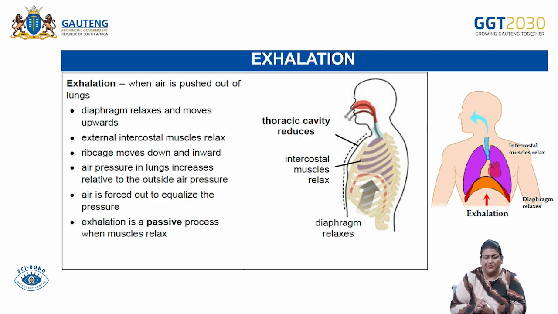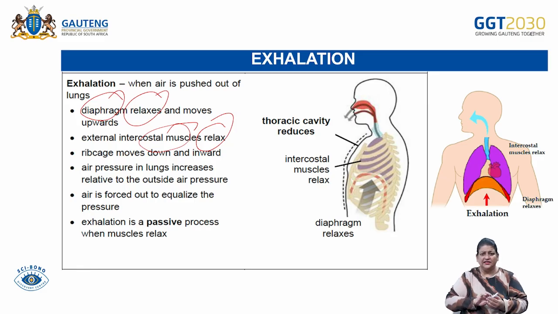It's the opposite now. Now, in inhalation, if the diaphragm and intercostal muscles contract, during exhalation, the diaphragm and the intercostal muscles relax. Now, when they relax, the diaphragm will move back to its normal dome-shaped position. The rib cage moves down and in. And what's happening? The volume or the size of the thoracic cavity will decrease.